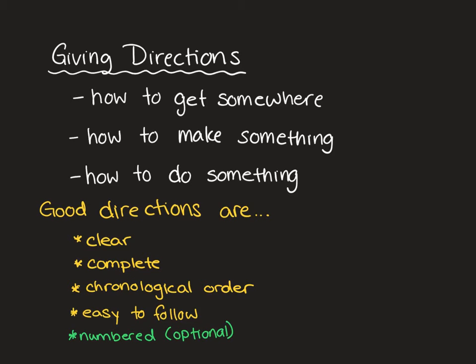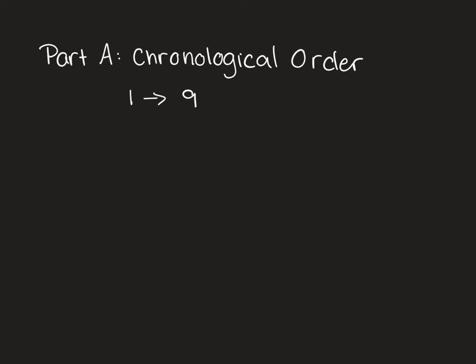Good directions are clear, complete, in chronological order, right? So remember, chronological order means from first to second to third to fourth, so it doesn't make sense for you to explain the last step before you explain the first one. They're easy to follow, and it's optional that they are numbered. They don't have to be, but oftentimes good directions are numbered.